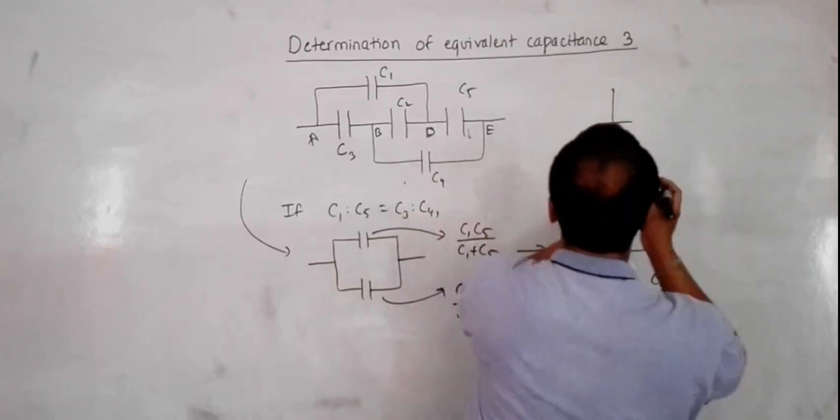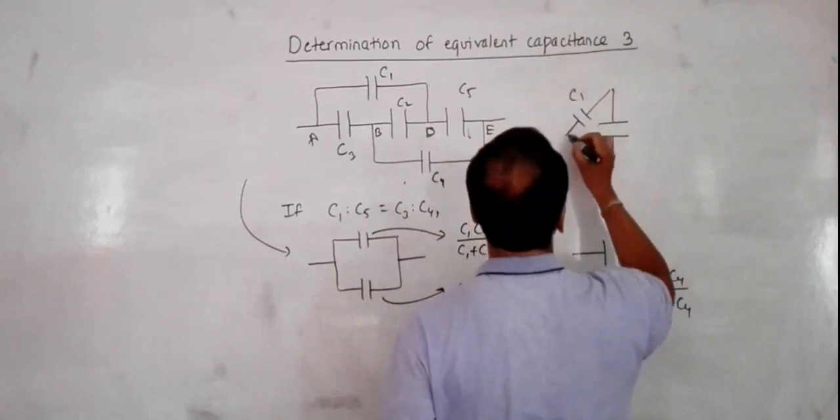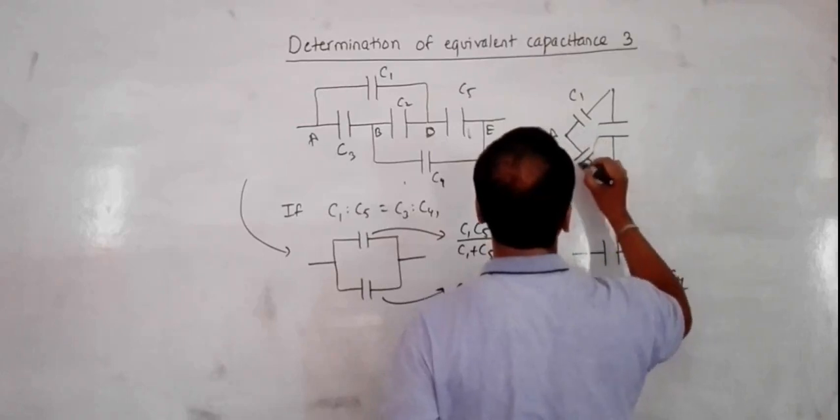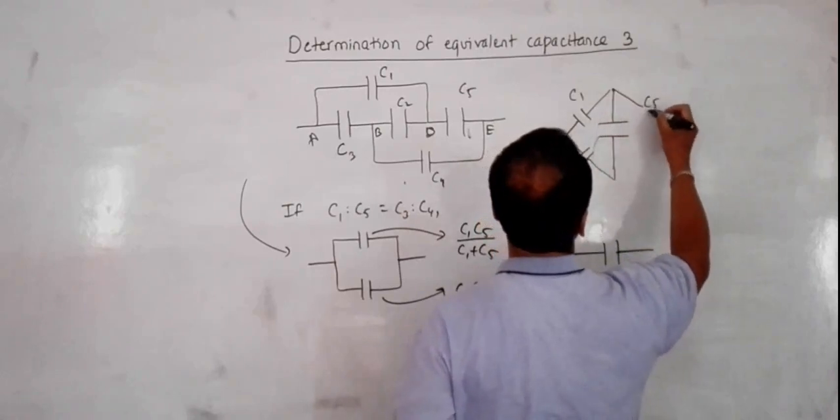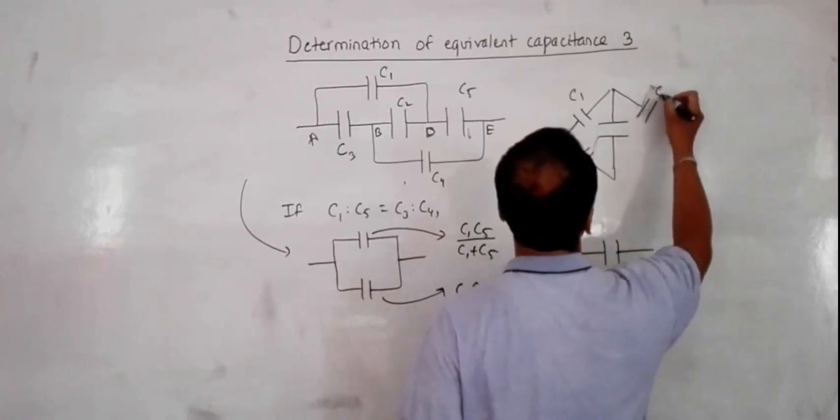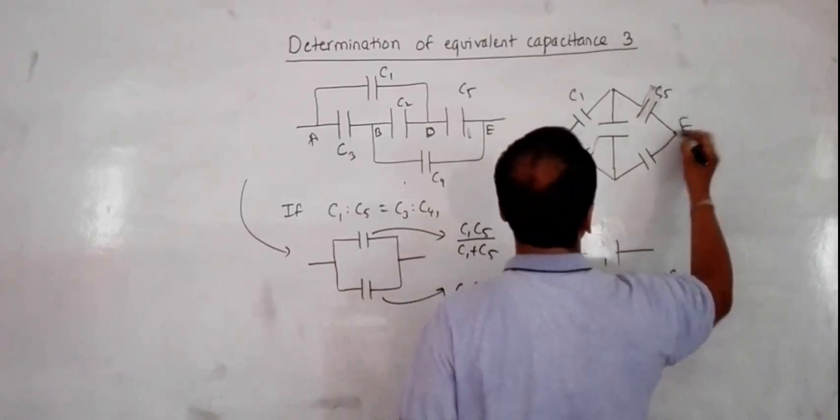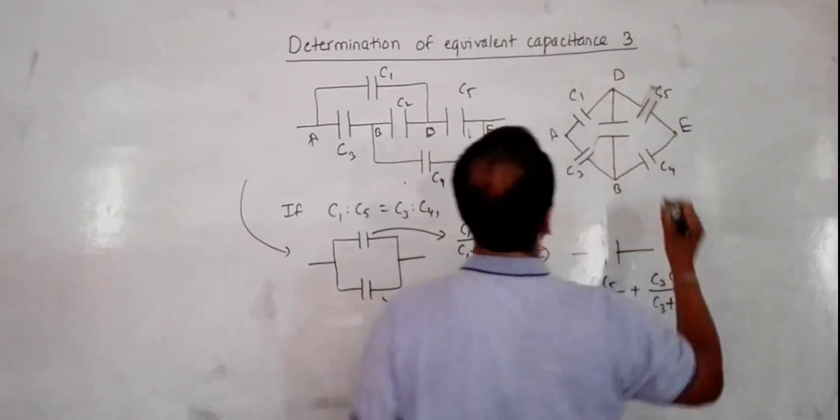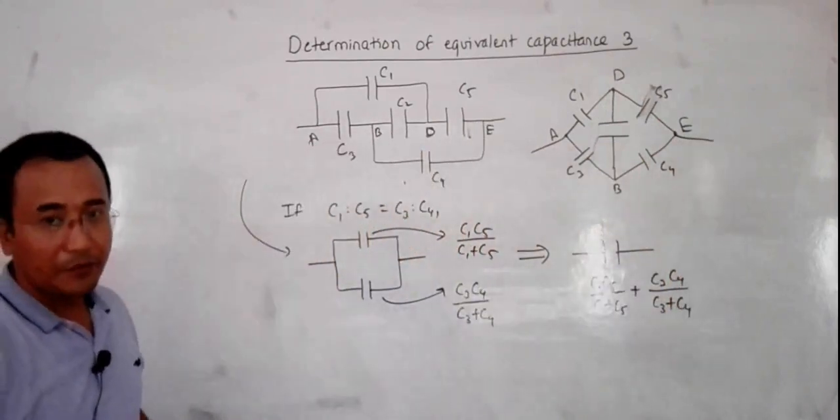So from D goes C1 to A, and from A comes a capacitor up to B. So this capacitor is C3. From D goes a C5 capacitor. Let me draw C5 like this. So this is C5 and goes to E, and from here also goes, this is E, and this will be C4. So it is D, it is B, like this. So here, this is a Wheatstone bridge in some different form.